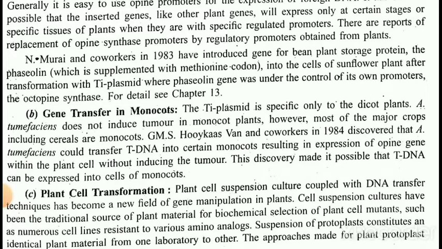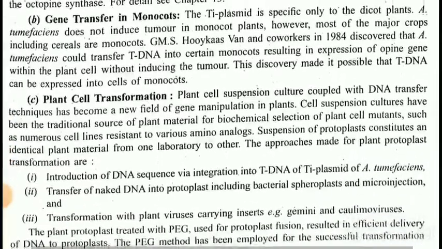B. Gene transfer in monocots. The T plasmid is specific only to the dicot plants. Agrobacterium does not induce tumor in monocot plants; however, most of the major crops, including cereals, are monocots. G.M.S. Hooykaas-Van Slogteren and co-workers in 1984 discovered that Agrobacterium could transfer into certain monocots, resulting in expression of the opine gene within the plant cell without inducing the tumor. This discovery made it possible that genes can be expressed in cells of monocots.